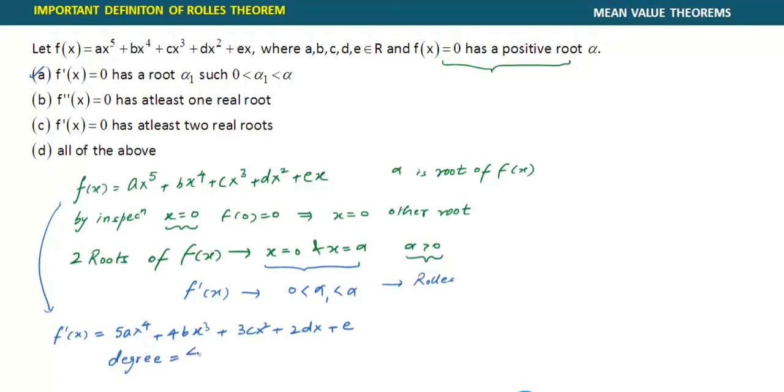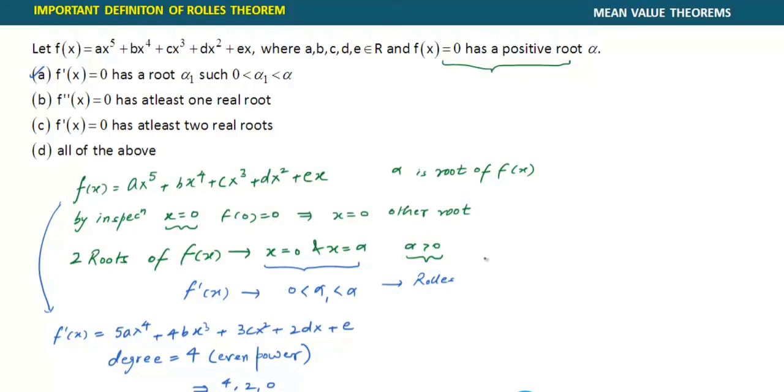What is the degree here? Degree is 4, that is an even power. When you have a polynomial with even power, how many real roots will it have? Real roots could be 4 or 2 or 0, because we know that imaginary roots always occur in pairs, so it could have either all 4 real roots, 2 real roots, or 0 real roots.